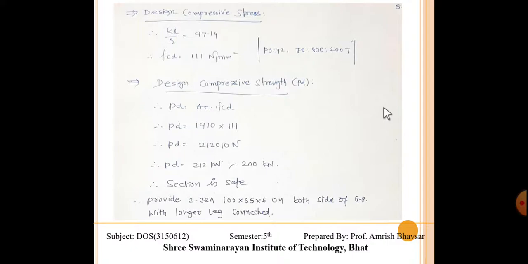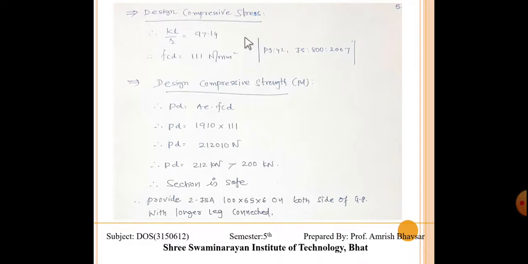Now design compressive stress, KL upon R is equal to 97.14. So FCD is equal to 111, which is coming from page number 40, as we know. Now design compressive strength, PD is equal to A into FCD. Putting all the values, we will get PD is equal to 212 kilonewton, which is greater than 200 kilonewton. Now our section is safe. So provide 2 ISA 100 by 65 by 6 mm on both sides of the gusset plate.